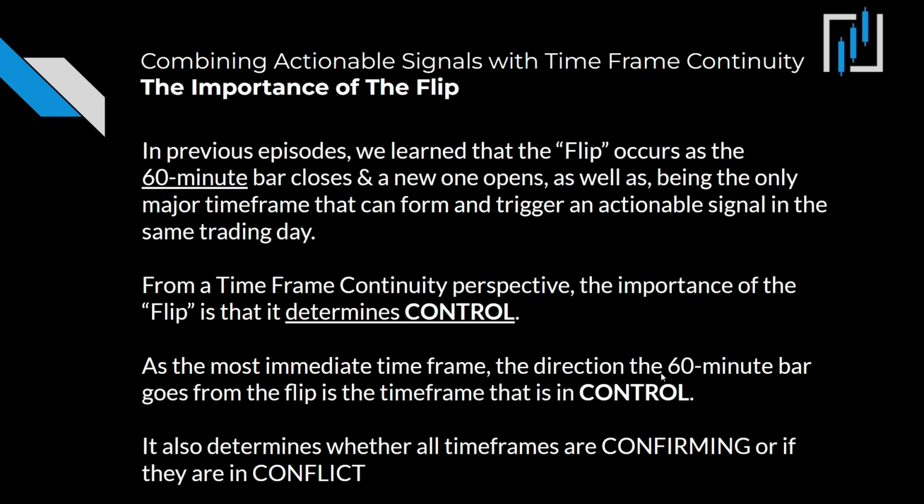In previous episodes, we learned the flip occurs as the 60-minute bar closes and a new one opens, as well as being the only major time frame that can form and trigger an actionable signal in the same trading day. From a time frame continuity perspective, the importance of the flip is that it determines control. As the most immediate time frame, the direction that the 60-minute bar goes from the flip is the time frame that is in control. It also determines whether all time frames are confirming or they are in conflict.